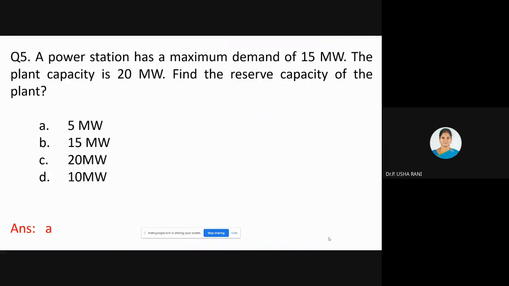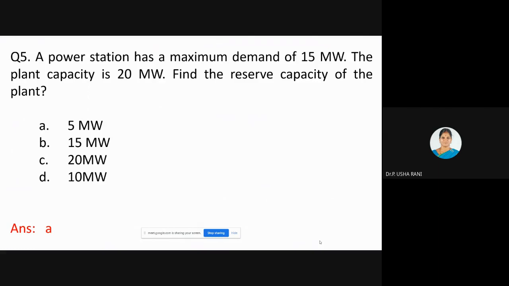A power station has a maximum demand of 15 megawatt. The plant capacity is 20 megawatt. Find the reserve capacity of the plant. They are given 4 options. In the 4 options, correct answer is option A, 5 megawatt. How to find out 5 megawatt as the correct answer?